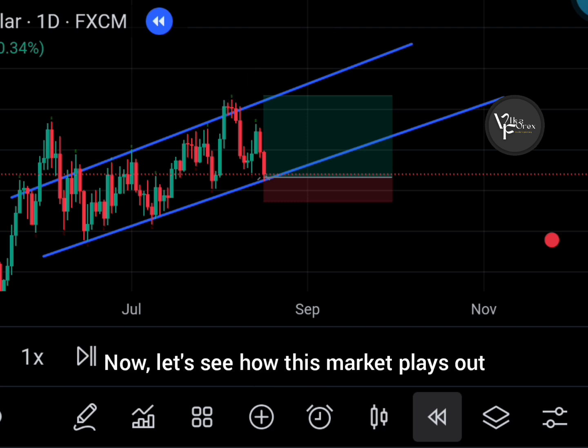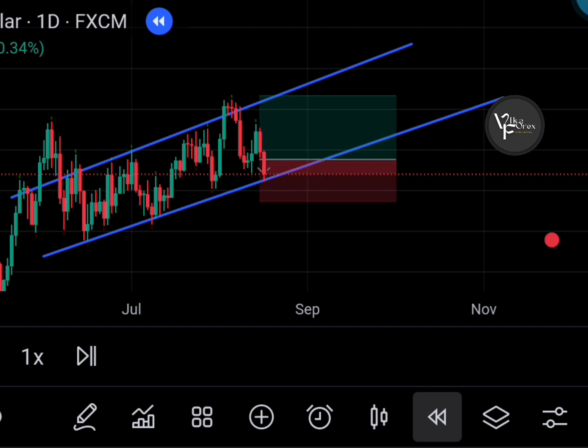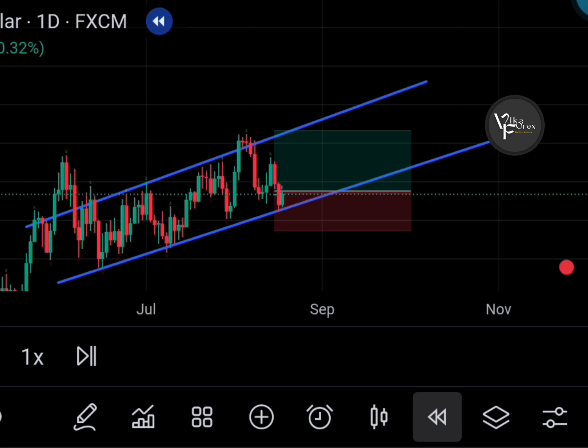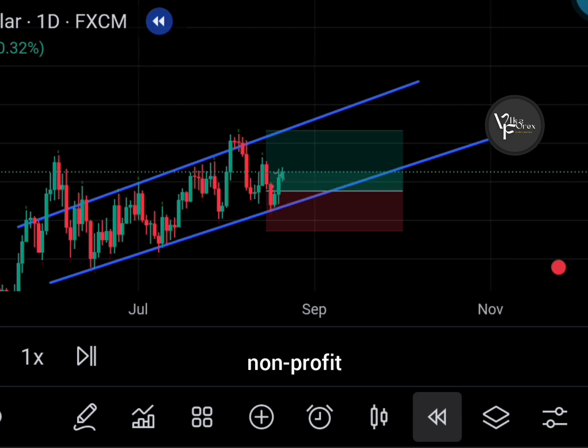Now let's see how this market plays out. We have put our buy order, and then we are waiting for it to hit our TP, our take profit.